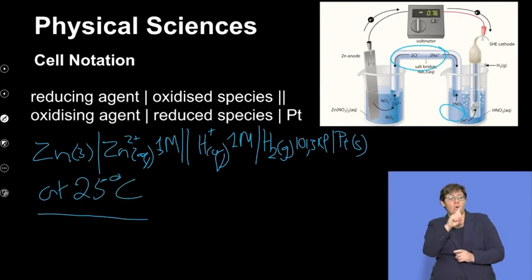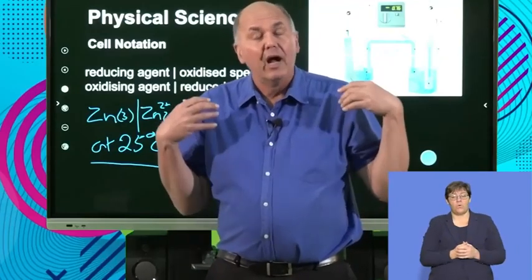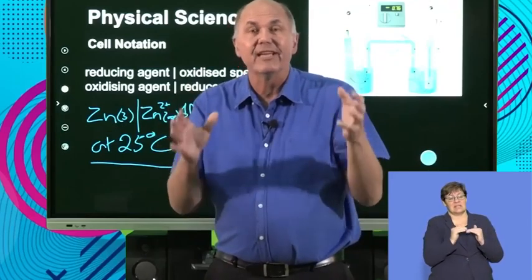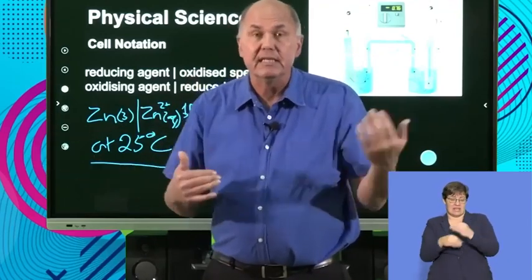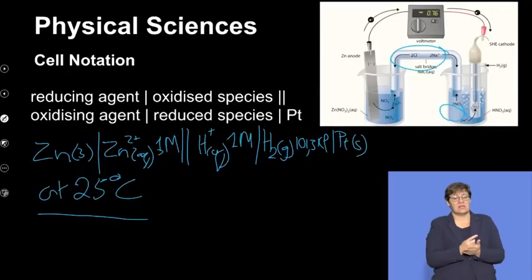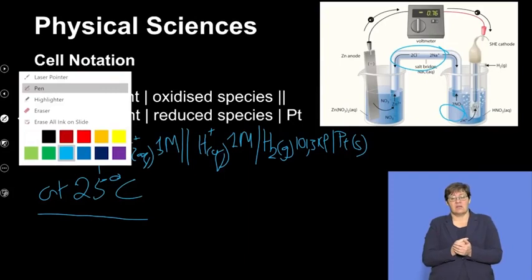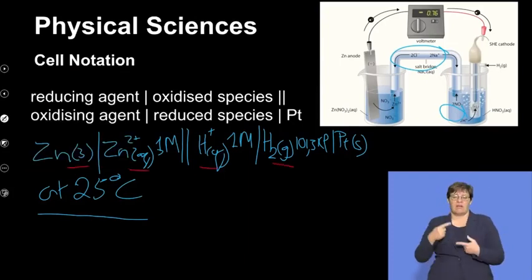Now, the question should ask you to say at standard conditions, or the cell notation of a standard cell. If they do that, then you must put in the details like I have. If they don't, you don't have to. But please always put in your phase indicators. So always put in that it's aqueous or solid or gas, put those in.